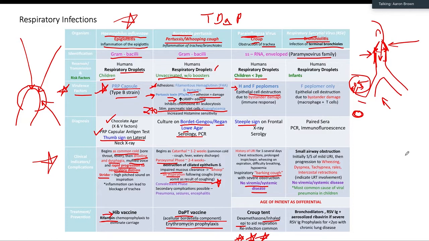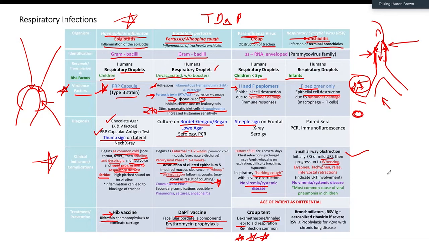Infants are what we're really worried about. Here we have an F peplomer instead of HN, great. Again, epithelial cell destruction, really causing an infection the same way, just in a different place, okay? So in terms of clinical symptoms, here we're initially going to have upper respiratory tract infection, progression to, oh my God, wheezing. Well, we said that asthmatics have a problem in the same area. Guess what? Asthmatics have wheezing. So this is the way that you're going to remember RSV with its clinical presentation.